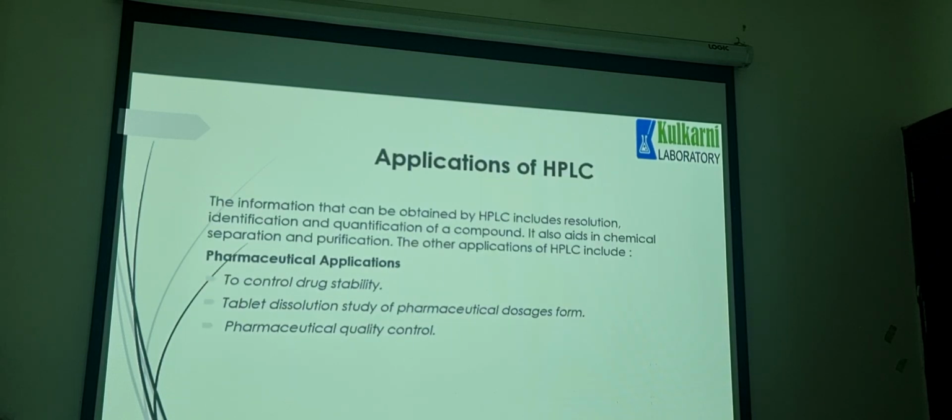Now we see the applications of HPLC. Understood? So what are the applications of HPLC? The information that can be obtained by HPLC includes resolution, identification, and quantification of a compound. So these are some information which you are getting from HPLC. It also aids in chemical separation and purification.